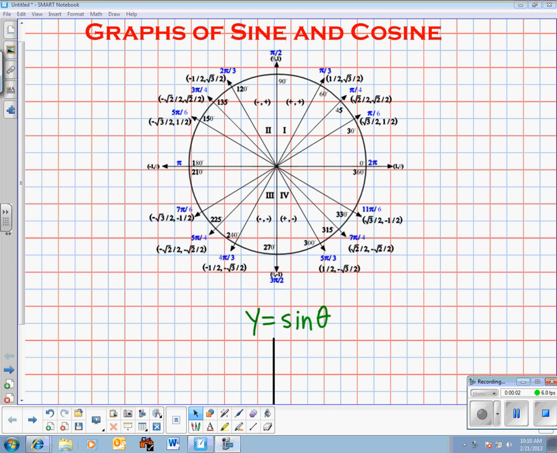Okay, today's topic is graphs of sine and cosine. So I want to start with the basic graphs of just regular old sine and regular old cosine, and then I want to talk to you about translating those graphs. So moving them around, sliding them, stretching them, squishing them, all that sort of stuff. So let's just start with a regular graph of y equals sine.